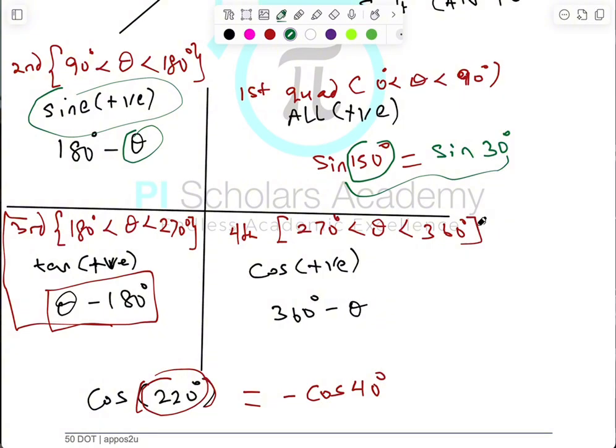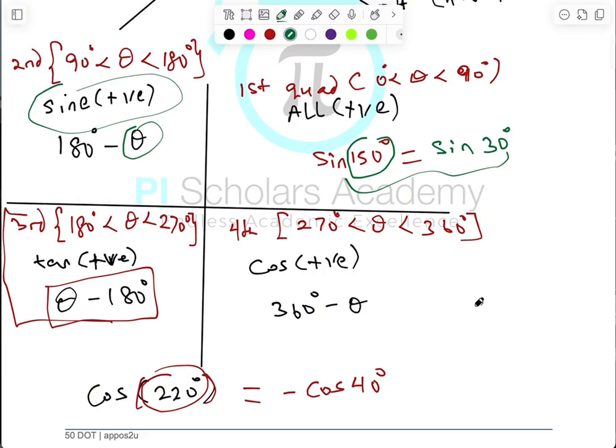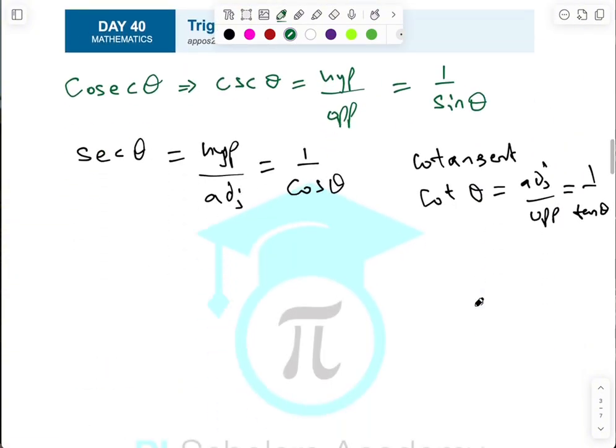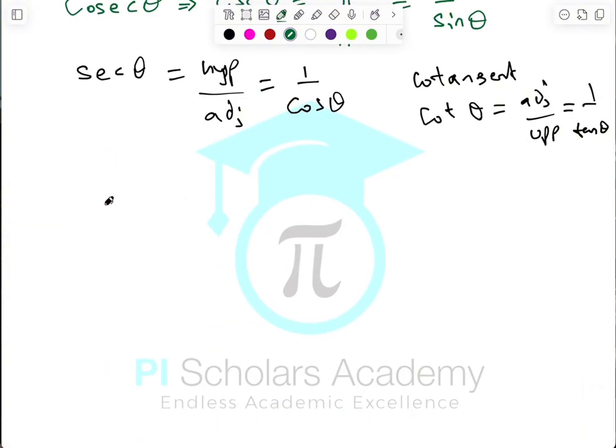So lastly, before I go to special angles, we have angles beyond 360 degrees. How do you express angles that are beyond 360 degrees? For instance, I give you the angle 780 degrees. I've used sine, I've used cosine, let me use tangent this time around. So I ask you to evaluate tan 780 degrees.